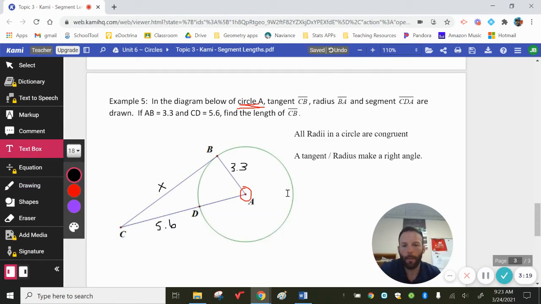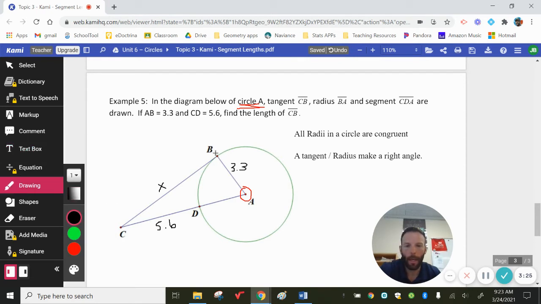Here are 2 facts. One of them I know you know. It's just kind of hard to tell what you're looking at in this picture: that BA was a radius. You were told that. But DA is a radius as well, and in a circle, all radii are congruent to each other. So this length must also be 3.3. Now, the other thing is it looks this way, but here's how you can prove it. When you have a tangent like CB and a radius like BA, where they both meet at the point B, those make a right angle with each other. Since the tangent and the radius always make a right angle, this triangle now turns into a right triangle.